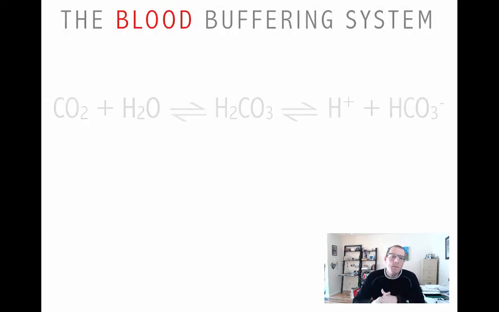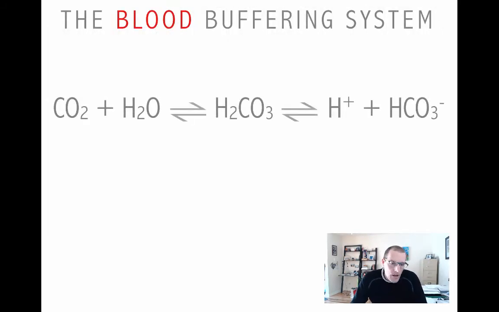Here's what the blood buffering system does. It revolves around the molecule in the middle here, which is carbonic acid. Carbon dioxide over here on the left can combine with water, and when you combine carbon dioxide and water, you get carbonic acid. That's an acid, so if you put the acid in water, it will dissociate, and what you end up getting is this proton and bicarbonate.